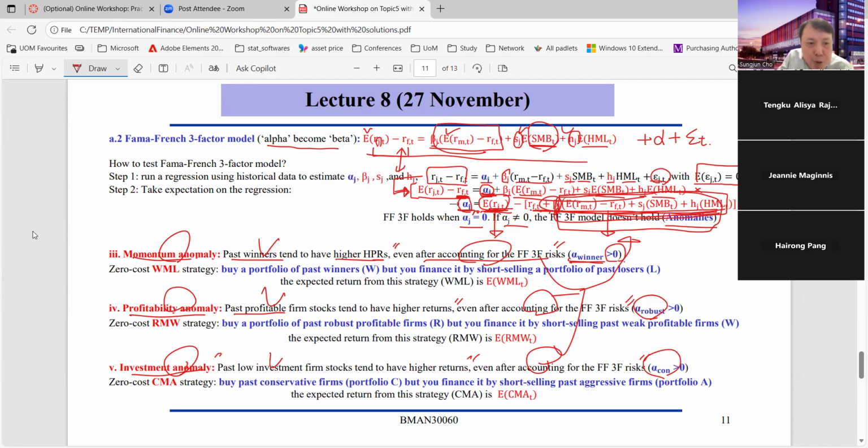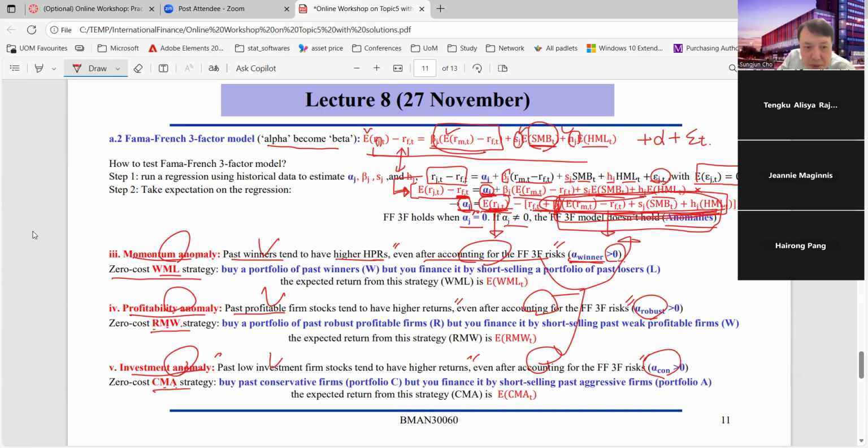Now, finally, how would you implement the momentum anomaly? You need to do a zero cost winner minus loser strategy. How to exploit the profitability anomaly? You have to implement a robust minus weak strategy. How would you implement the investment anomaly? You need to conduct the conservative minus aggressive strategy.